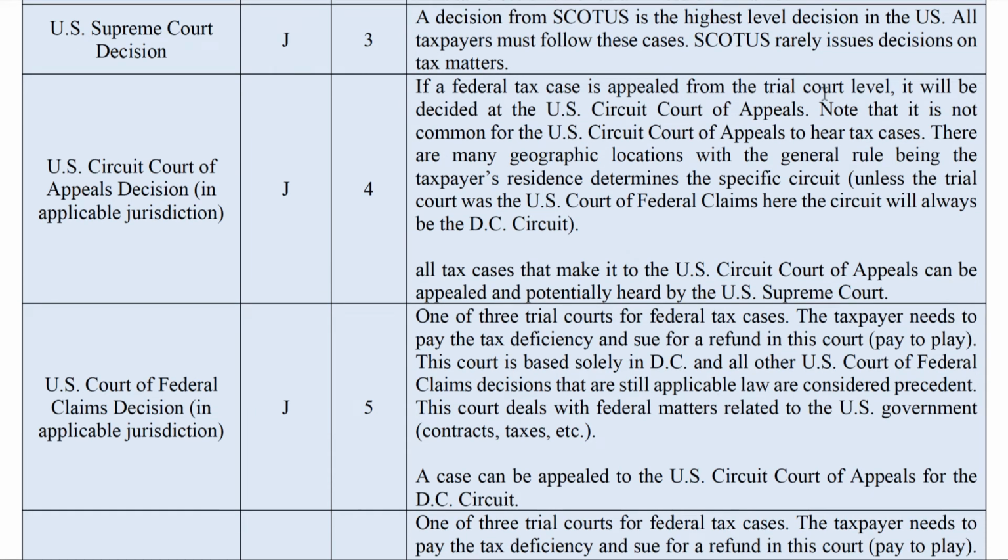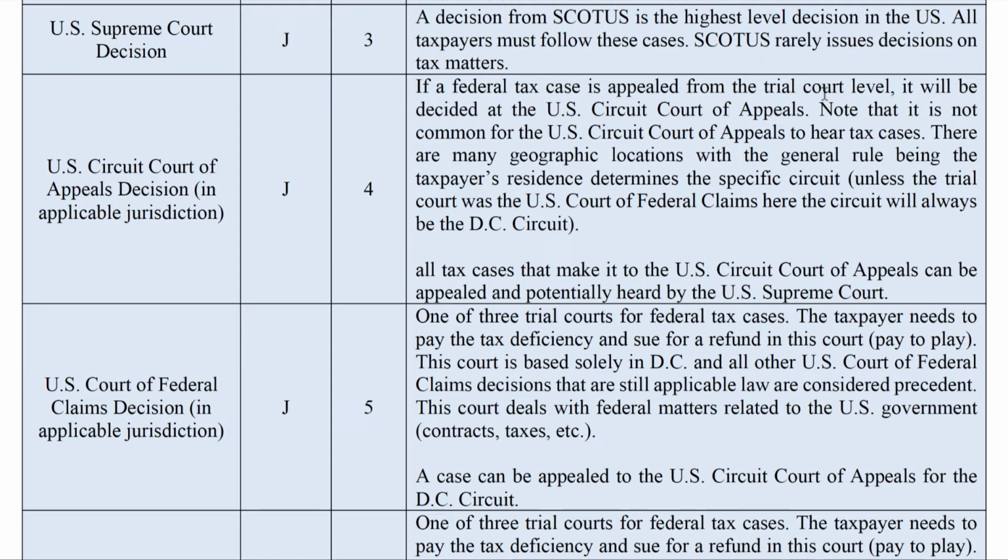All right, so now we get down to our judicial elements. We've got three levels when it comes to courts. We've got the U.S. Supreme Court, the U.S. Circuit Court of Appeals, and then the trial court level. For all of these, I'm basically saying that they all are applicable. Of course, the U.S. Supreme Court is applicable to any court in the U.S. So that's a 3, okay?